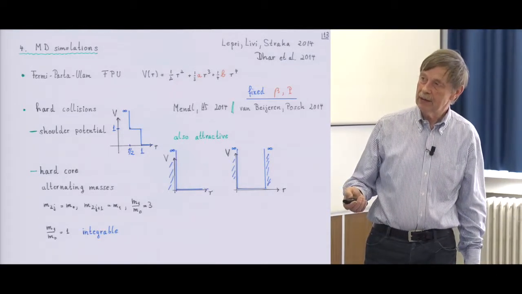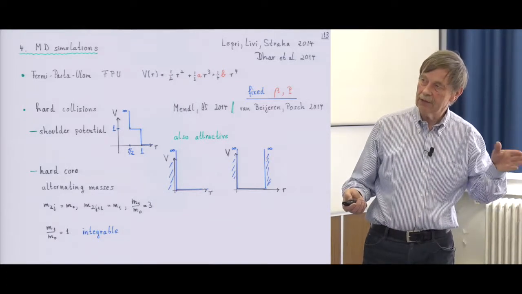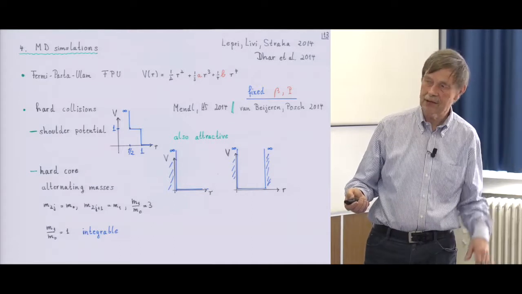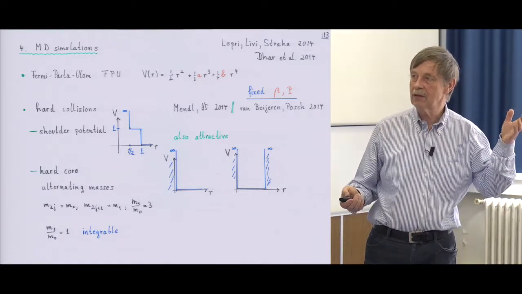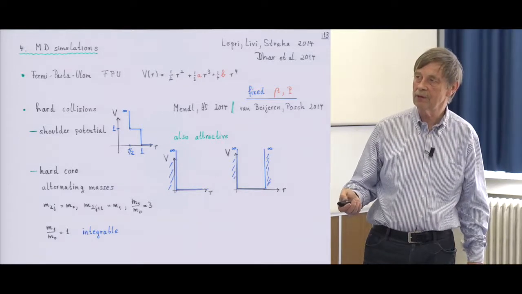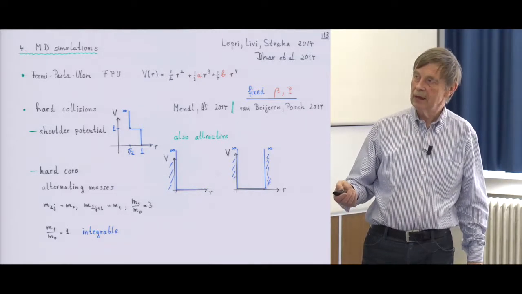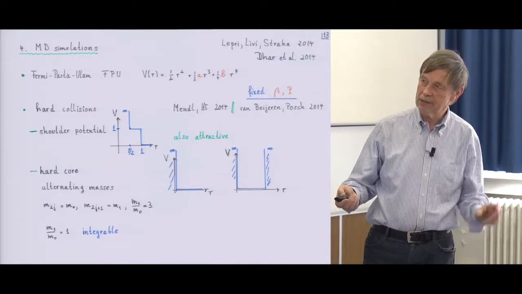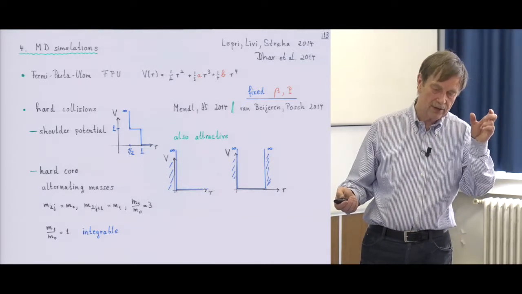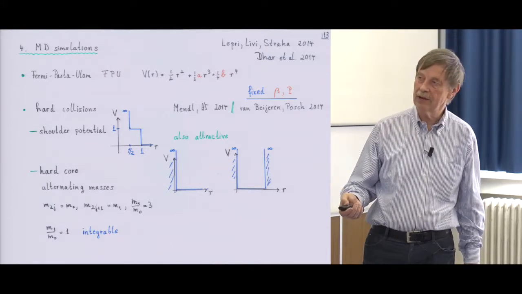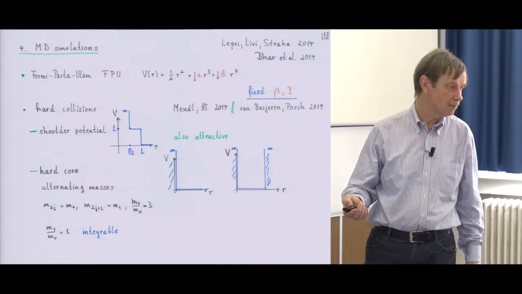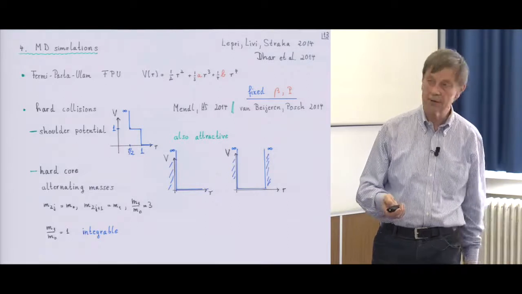You simply assume that the masses are alternating. So at even lattice sites you have one mass, and at odd lattice sites you have a different mass. You can take various ratios, and a very common numerical value is 3. So we simulate this system, which now, like a unit cell, has two particles with this particular mass ratio. If I take the mass ratio equal to 1, that's integrable. But we are far away from the integrable limit.